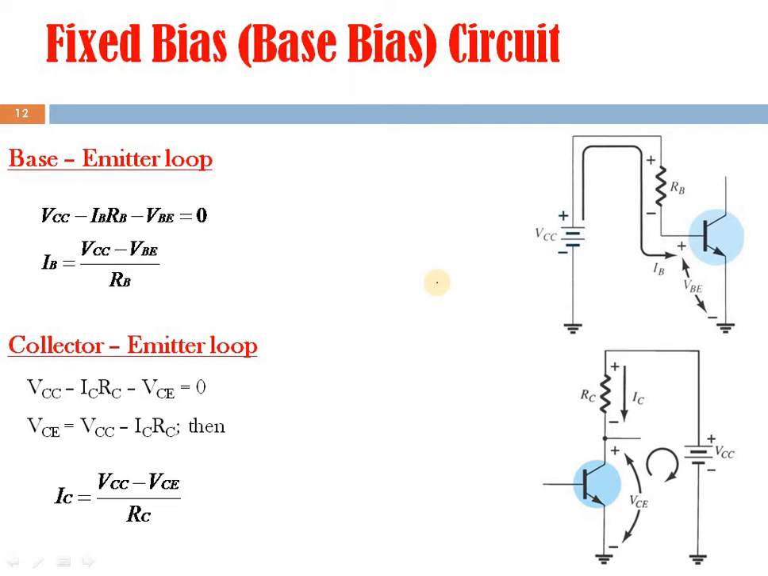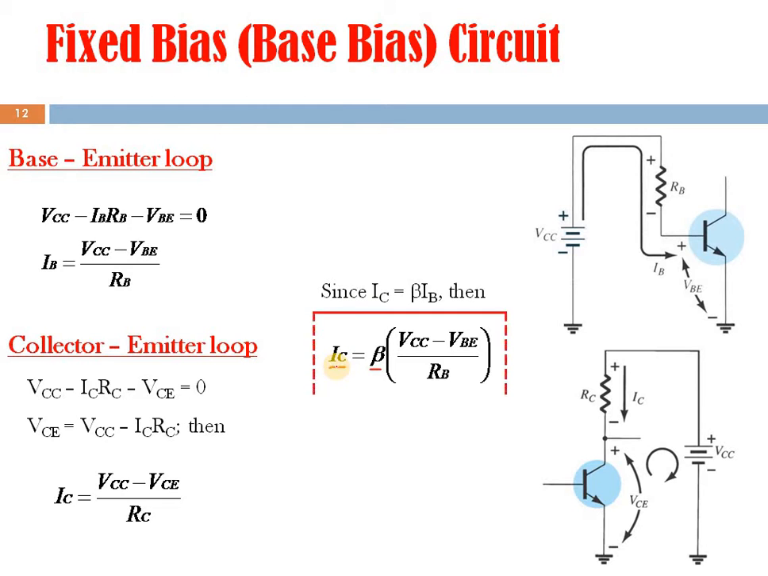For that purpose, you know that IC is equal to beta into IB. Now we are interested in finding the dependence of IC on IB or on beta. So put the value of IB from here into this equation and you get this. You can see that IC is directly proportional to beta. So if beta changes, IC will change. This arrangement is sensitive to beta, and this is something which we don't want.